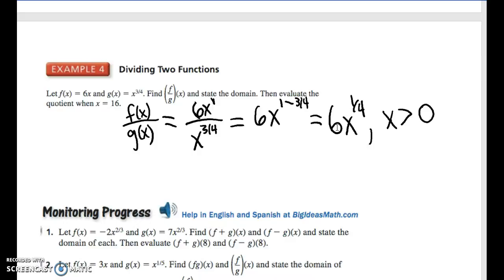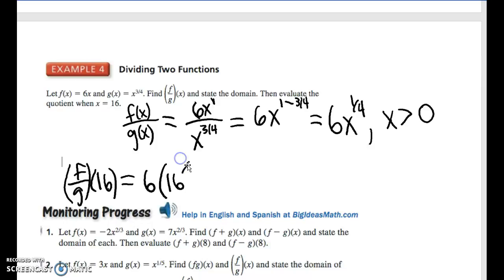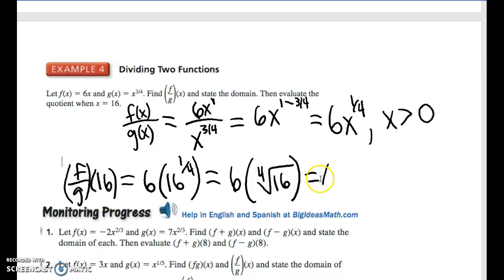And then we have to evaluate f over g of x when x is 16. So we have to evaluate this, and we would say 6 times 16 to the 1/4 power, which is the same thing as 6 times the 4th root of 16. So that's just 6 times 2. And what's that? Good, my answer is 12.